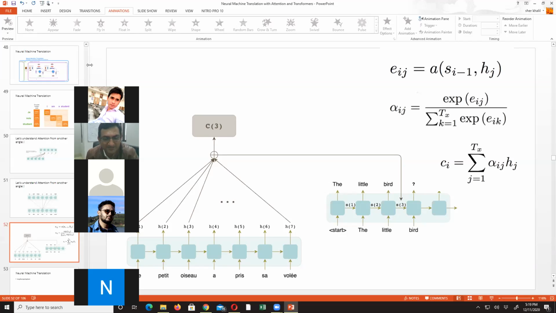Sir, I was just asking that this context vector is basically the combination of all these words. So how will it be different for all stages? I'm not getting this concept completely.